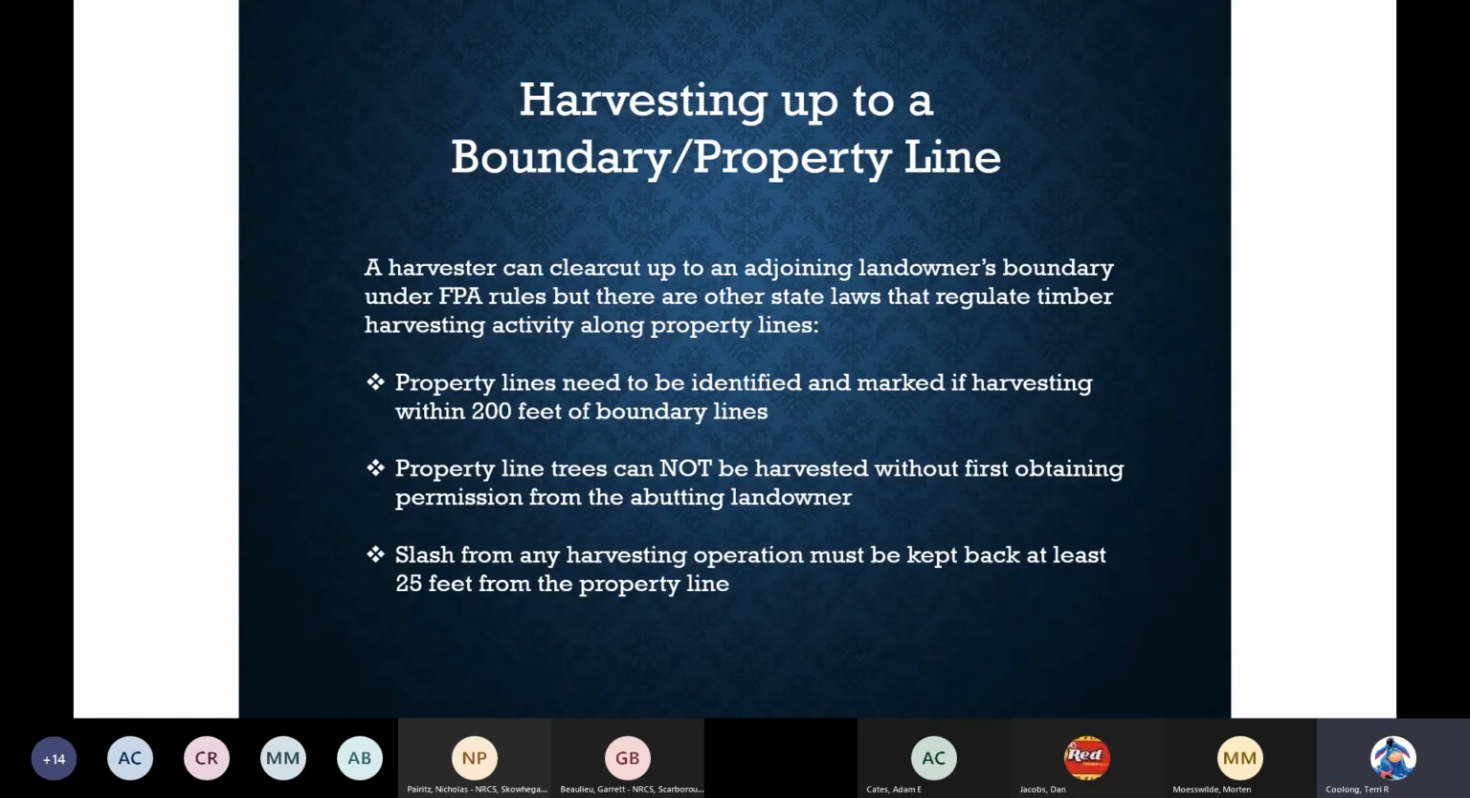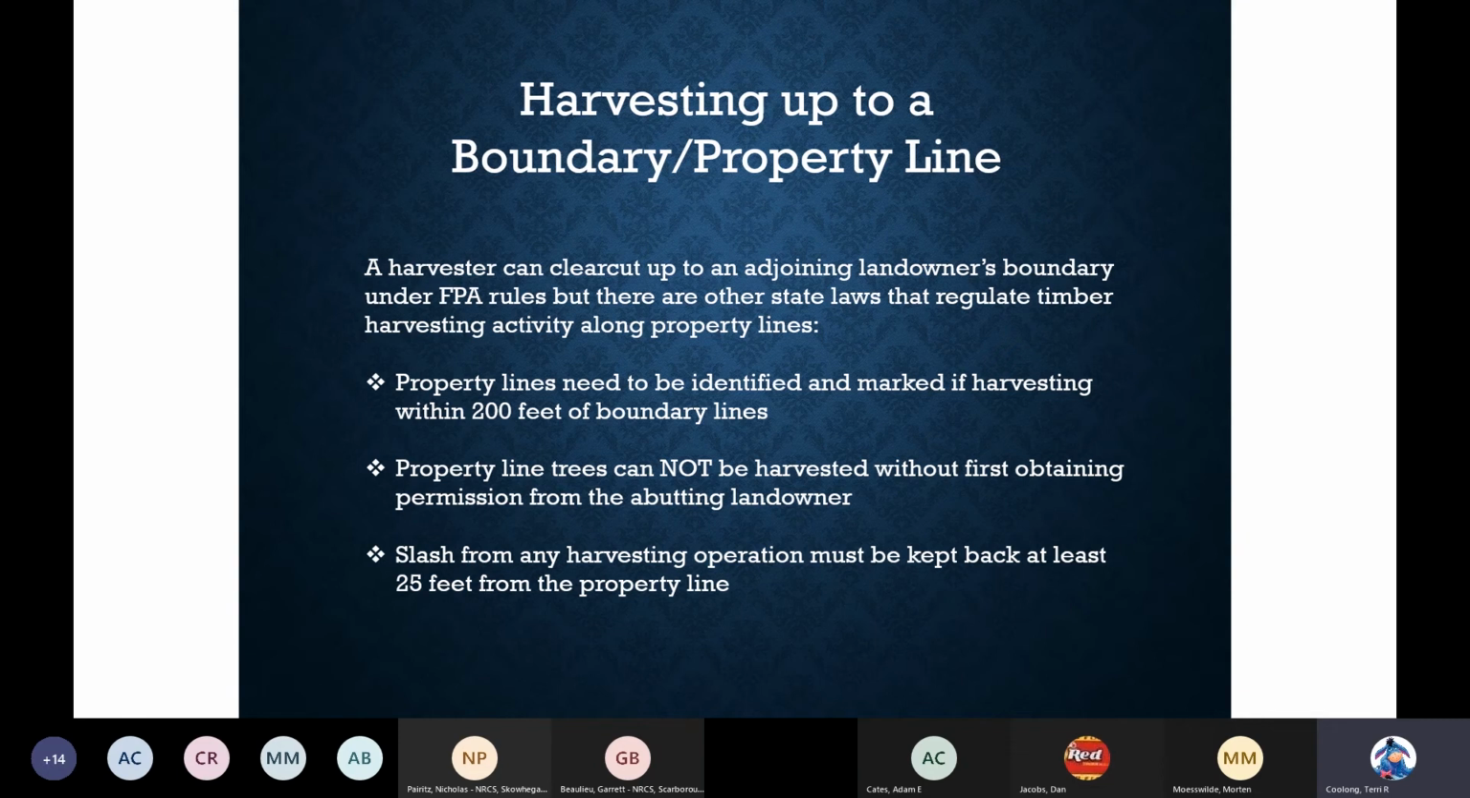However, one thing that you can do is harvest right up to a boundary and property line. You might have two landowners who own adjoining lots, and they can both clear cut right up to that boundary line. And that does not join together to form a larger clear cut because it's two different landowners. There are other laws governing property lines.